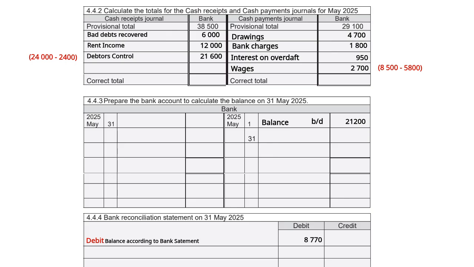EFT 912 with regard to stationery appears correctly as 920 rand on the bank statement, but it was wrongly recorded as 9,200 rand in the cash payments journal. So we overpaid for stationery.